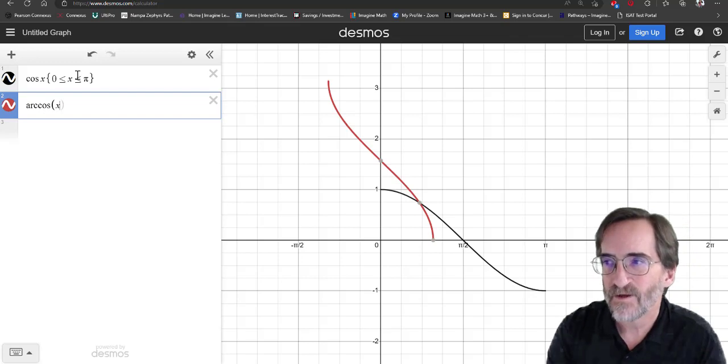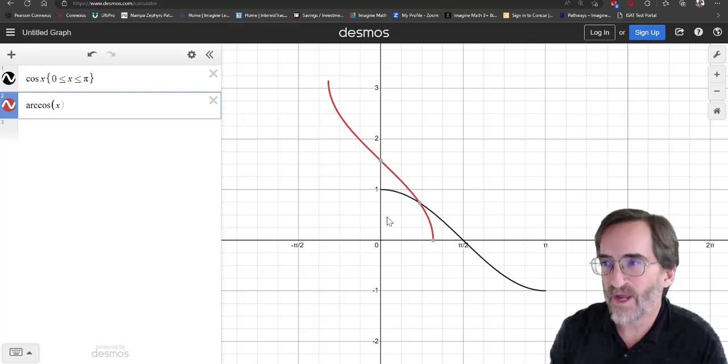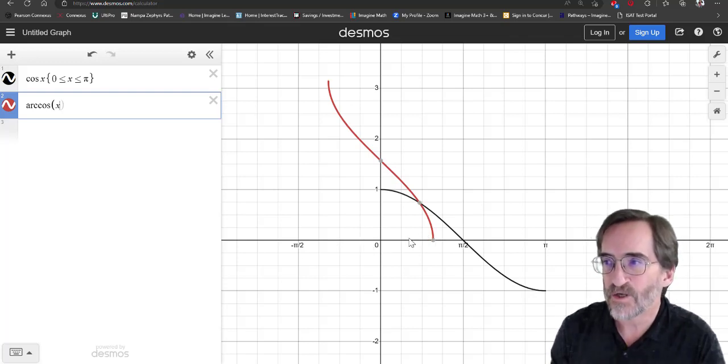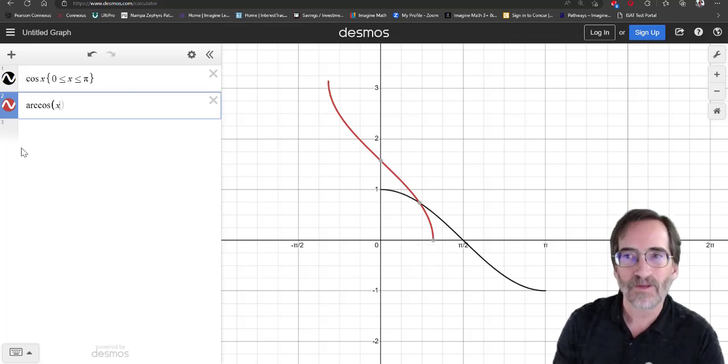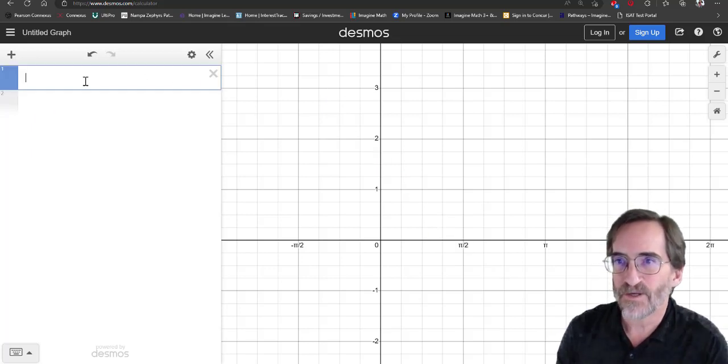There it is, right? And so note that the domain and range are restricted. So the domain of arc cosine or inverse cosine is negative 1 to 1, because that's the range of cosine. And the range of arc cosine is from 0 to pi. All right, so let's try another one here. Let's try tangent.